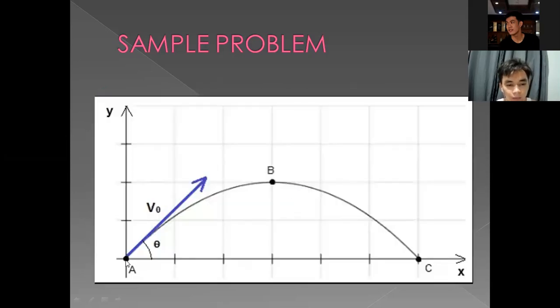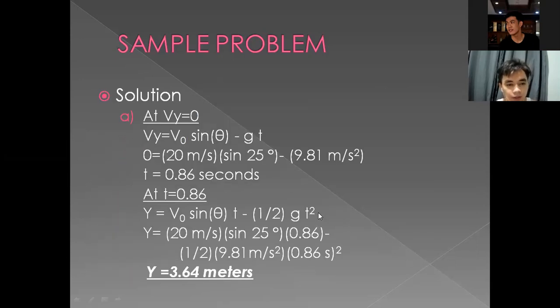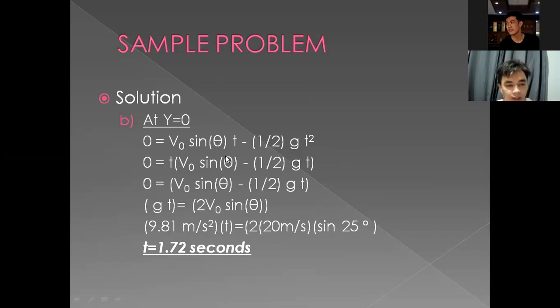So letter B naman, hinahanap ay yung what is the total flight time. Yung time na tinake from A to letter C. So sa letter B, y equals 0 kasi yun yung ground. It means 0 yung vertical component natin. So, substitute natin siya sa fourth equation which is 0 equals initial velocity times sine theta times t minus 1 half gt squared.